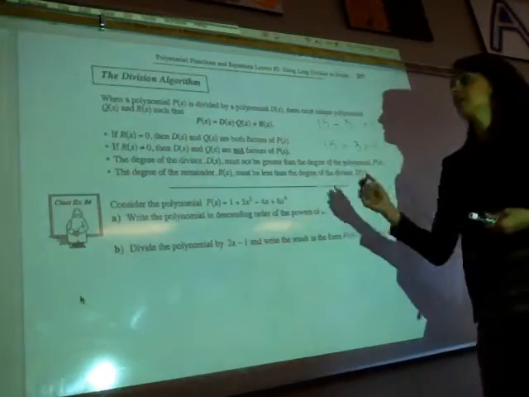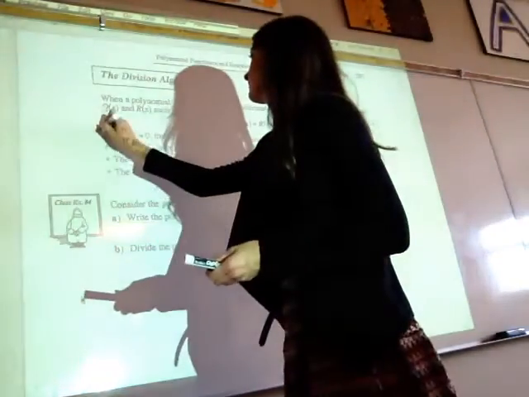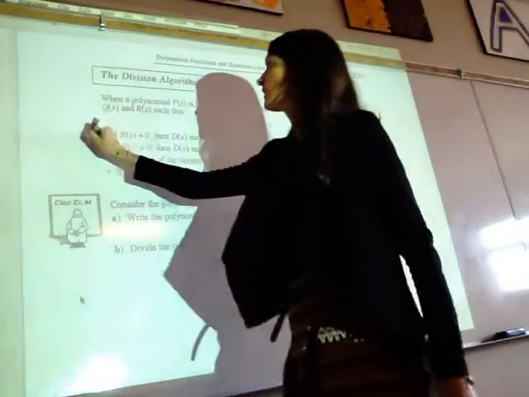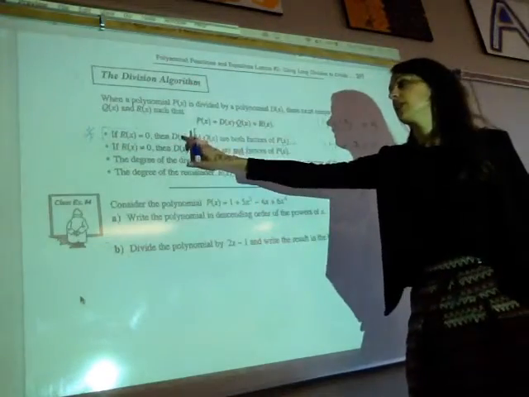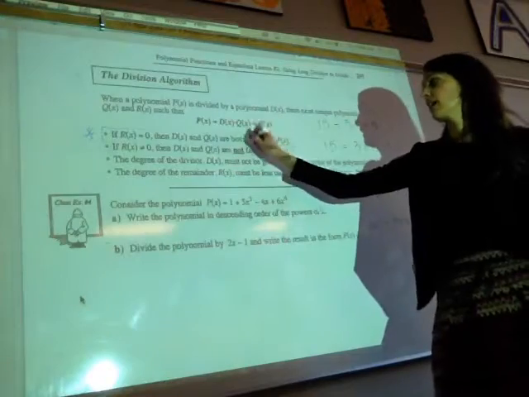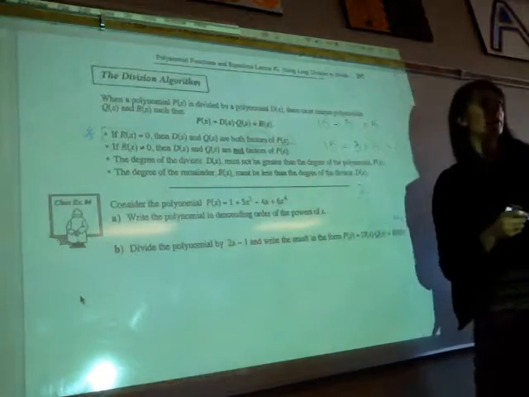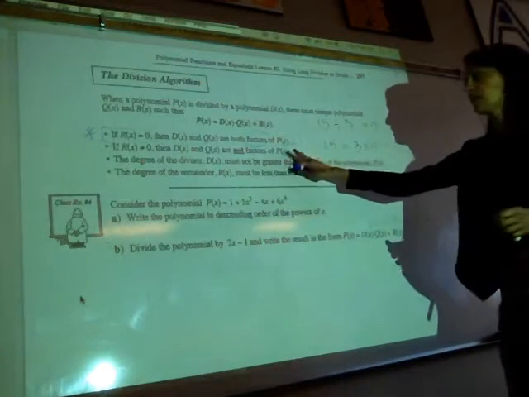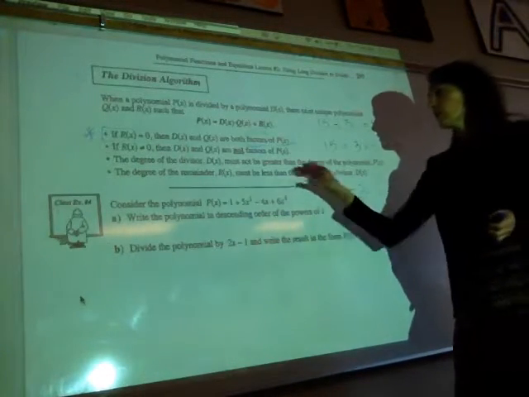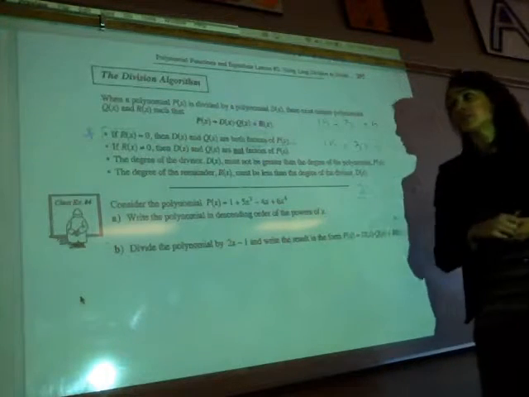So that summarizes this statement right here. Okay, that's very important. If your remainder, r, is equal to 0, your divisor and your quotient are both factors of the original polynomial. And if r doesn't equal 0, they're not factors. That's the next statement. There's a few other things to know about when you're dividing.